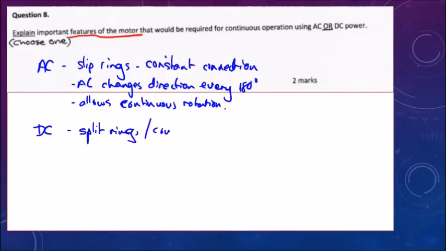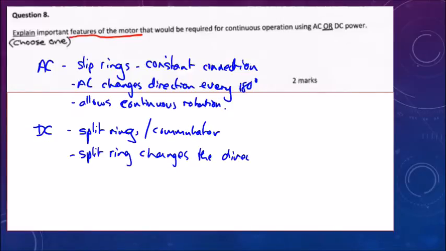Now, if we were using DC, then we're going to be talking about split rings or a commutator. Now it is a slightly different answer because it's actually saying that the split ring changes the direction of the current. But then a lot of the answer is actually pretty similar. So you're going to say the split ring changes the direction of the current every 180 degrees, allowing continuous rotation.